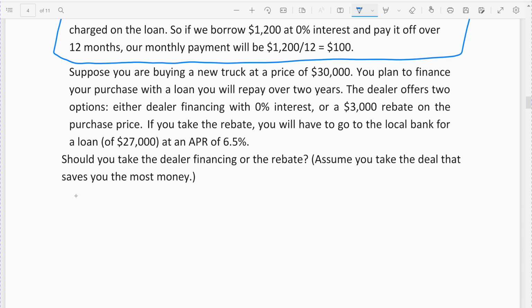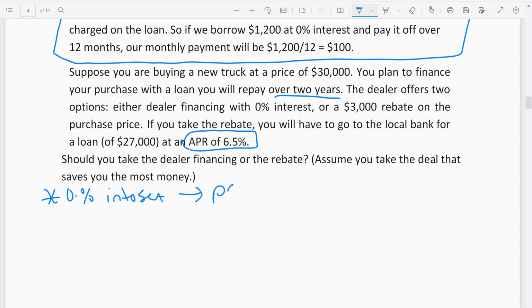But if you do that, you'll take out what's left over, the $27,000, and you'll pay for the rest with a loan, for which you'll get an APR of 6.5% over your 2 years. So the question is, which one should you take? Off the cuff, it would seem like the 0% interest would be the way to go. So we'll take the first plan, the 0% interest.